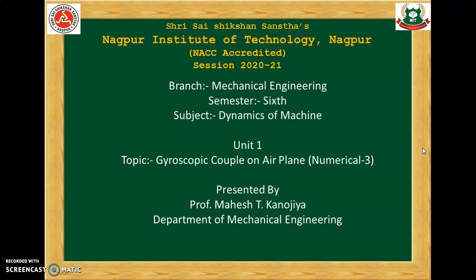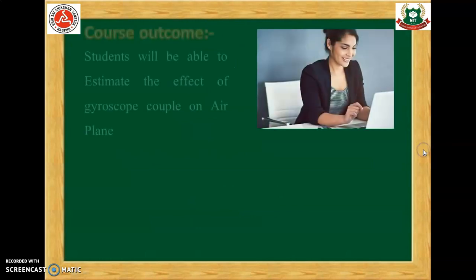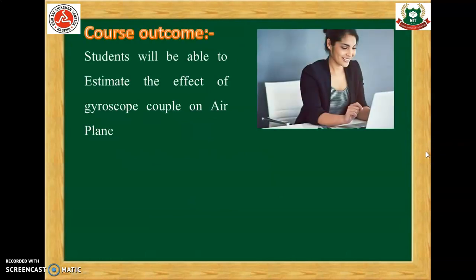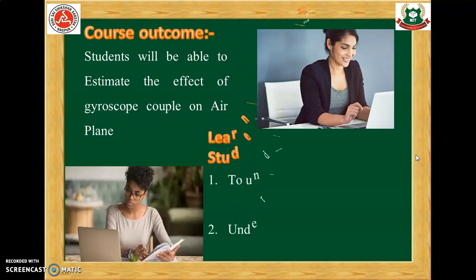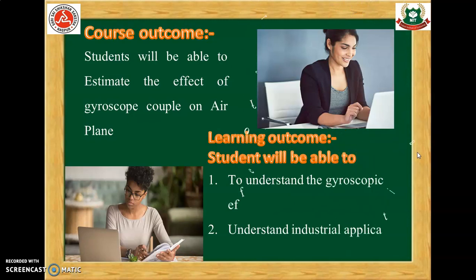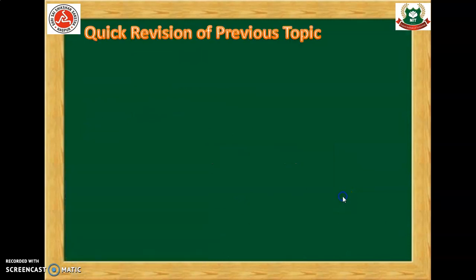Today's topic is gyroscopic couple on airplane, and in this we are going to see the third numerical of airplane. Before that, we will learn the course outcome of the course. The students will be able to estimate the effect of gyroscopic couple on airplane, and the program outcomes or the learning outcomes are to understand the gyroscopic effect and the industrial application of gyroscope.